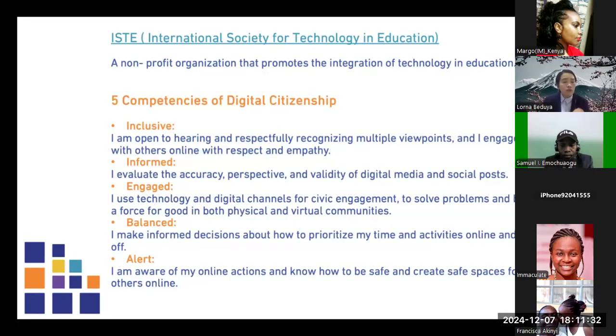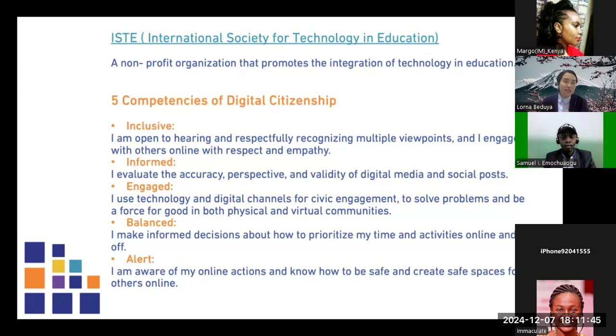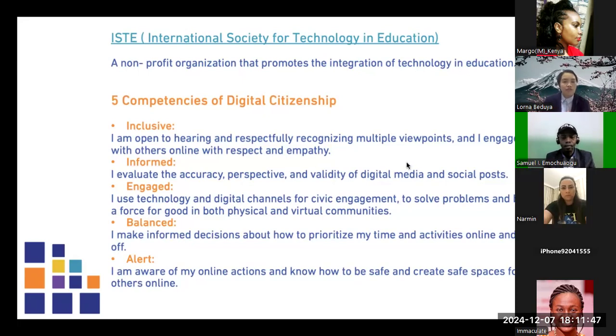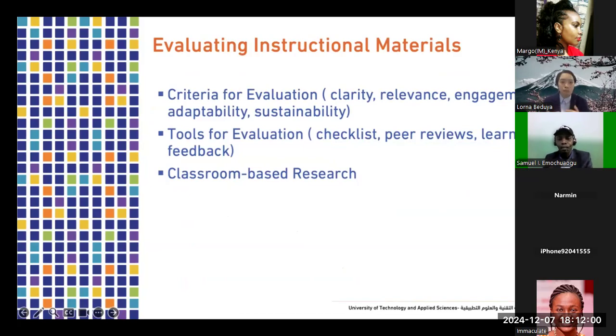Just to let our students be able to achieve the learning goals and particular tasks, or the desired proficiencies that we want them to achieve. Okay. So when we evaluate instructional materials, we look into clarity, relevance, engagement, adaptability, and sustainability. The most important thing when we do revisions, please think about sustainability.